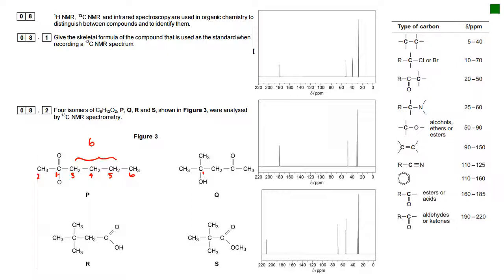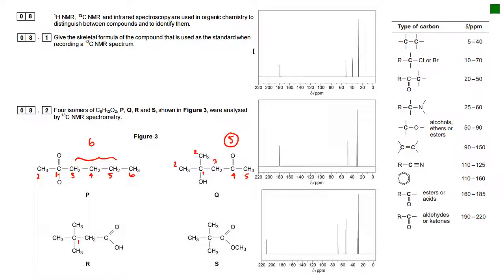Okay, moving on to Q. Again, we've got 1 environment here. This CH3 is in a different environment, but that's in the same environment as this one. This is a CH2, so that's number 3. This is a carbon attached to a double-bonded oxygen, so that's clearly 4. And this CH3 connected to a double bond is going to be 5. So we've got 5 environments for Q.